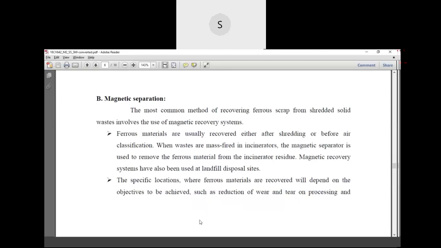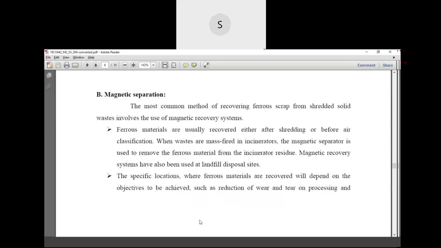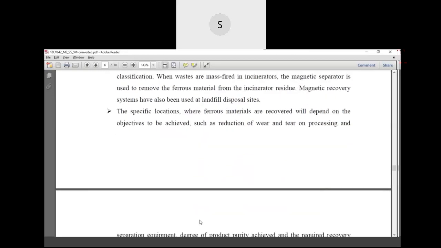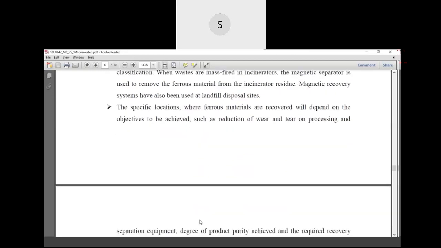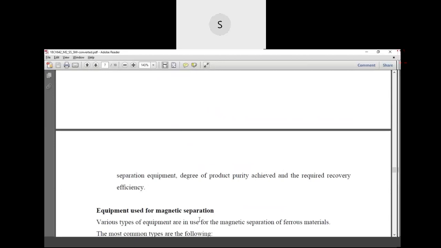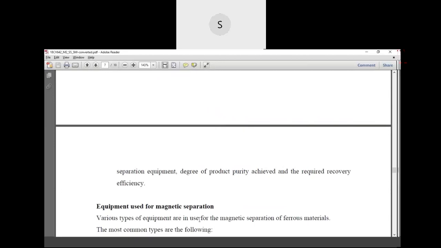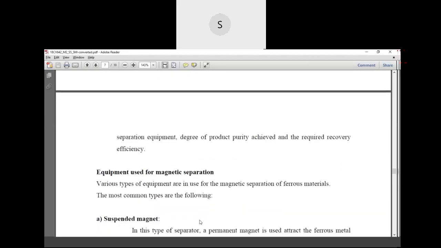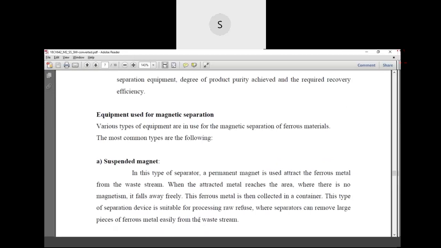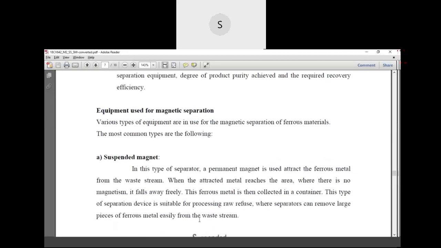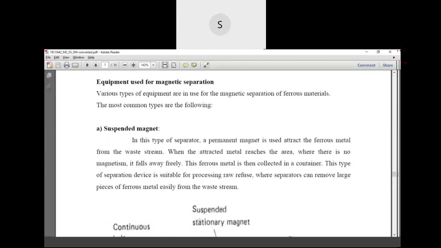The specific locations where the ferrous materials are recovered will depend on the objectives to be achieved, such as reduction of wear and tear on the processing and separation equipment, degree of product purity required, and also the required recovery efficiency. The equipment used for magnetic separation includes the suspended magnet. In this type of separator, a permanent magnet is used to attract the ferrous material from the waste stream.